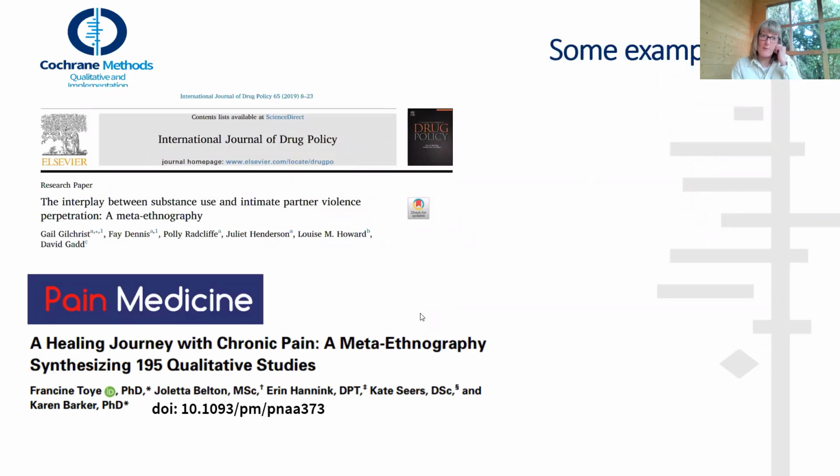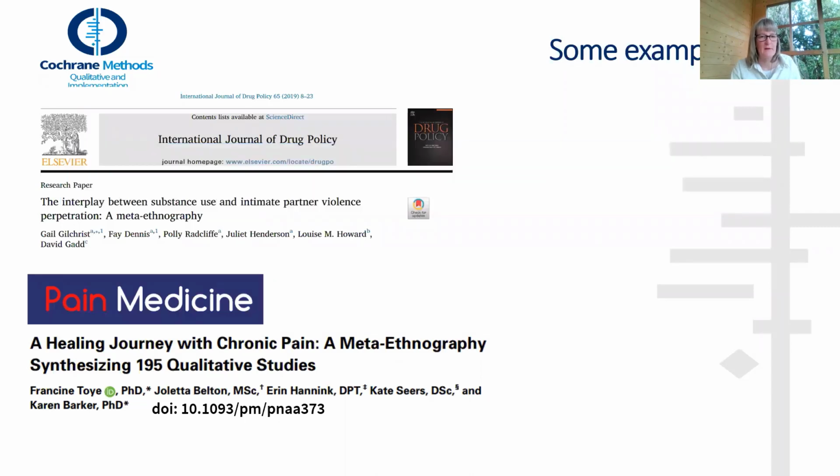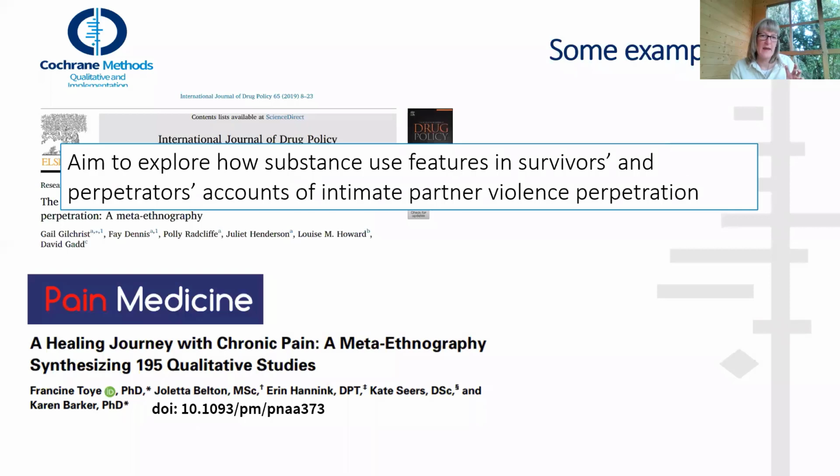So looking at a couple of meta-ethnographies that have been published and trying to look at the aim of those in relation to the getting started step, finding something worthy of a synthesis effort that we talked about. The first one, in the International Journal of Drug Policy, looked at the interplay between substance use and intimate partner violence perpetration in a meta-ethnography. And the aim here was to explore how substance use features in survivors' and perpetrators' accounts of intimate partner violence perpetration.